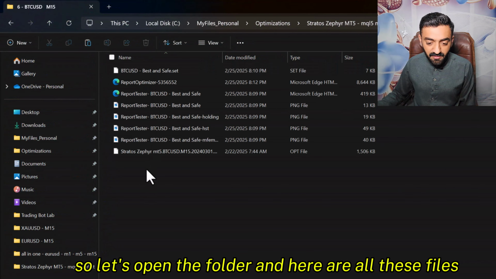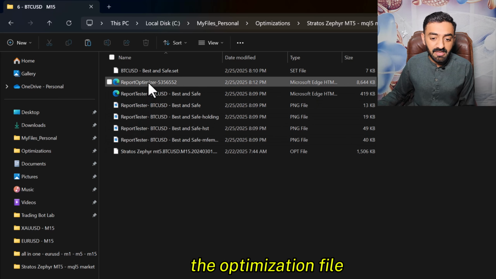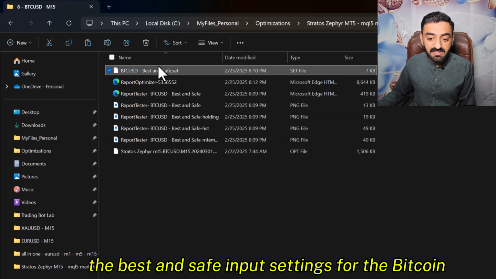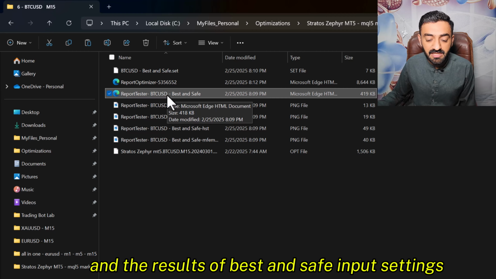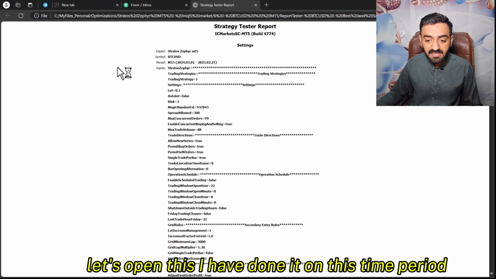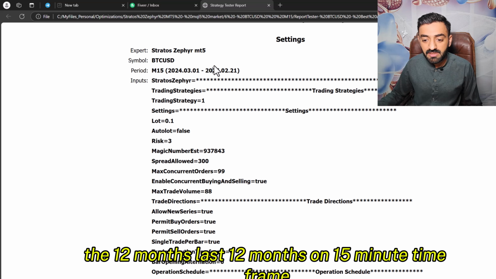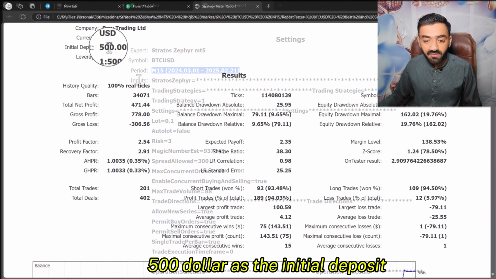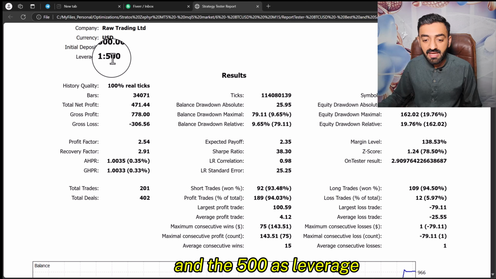So let's open the folder, and here are all these files: the optimization file, the best and safe input settings for the Bitcoin, and the results of best and safe input settings. Let's open this. I have done it on the last 12 months on the 15-minute time frame, with $500 as the initial deposit and $500 as leverage.